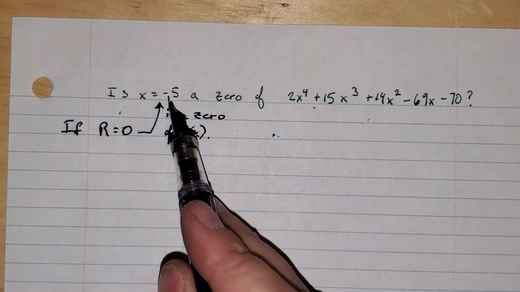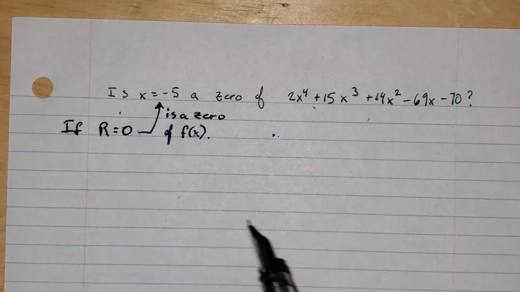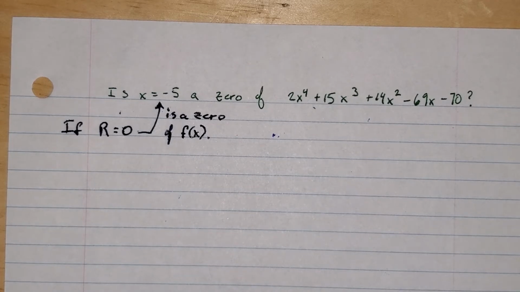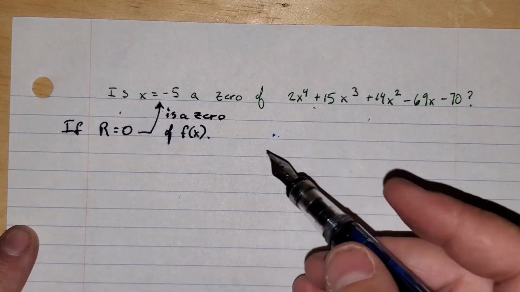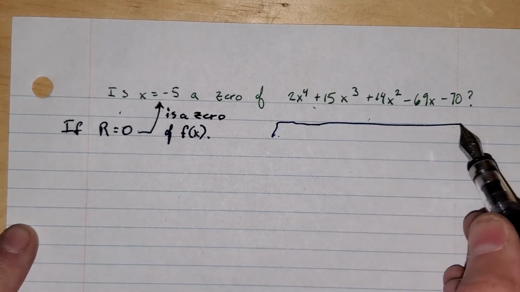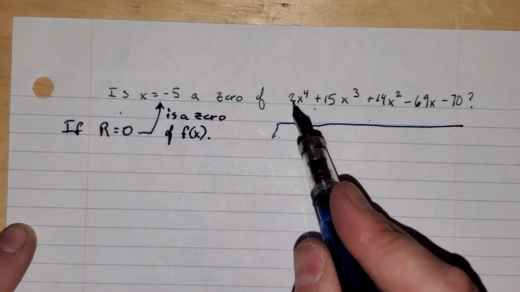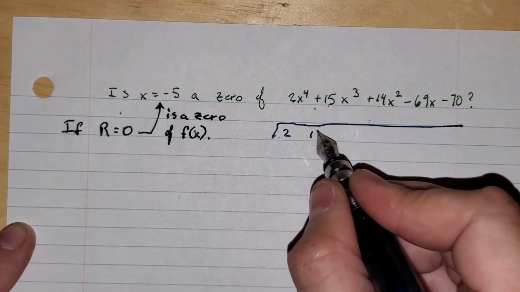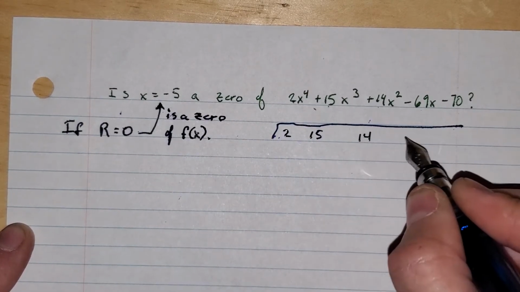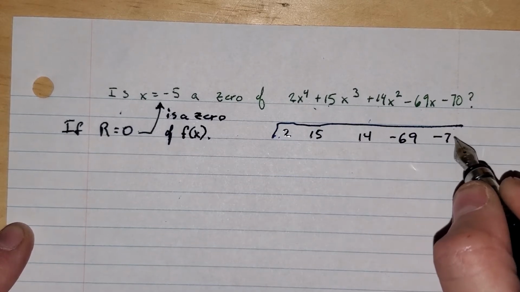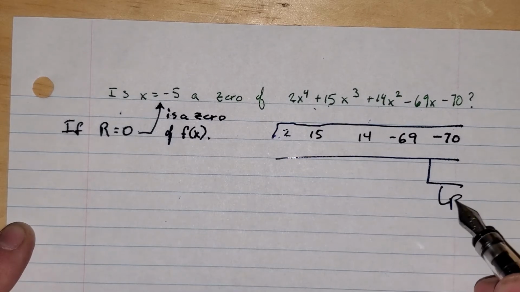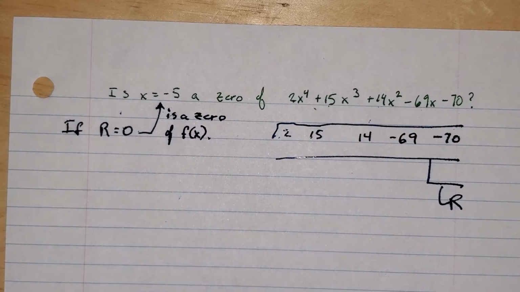So if I do division with this number on this polynomial, if I get a remainder of 0, that number is a 0. If I get any other number, it's not a 0. So what we want to do is synthetic division. If you've never seen synthetic division before, I'm going to show you how it works. You're going to take the coefficient of each one of these, so that'll be a 2, 15, 14, minus 69, and minus 70. I'm going to draw a line there and put a box here. This is our remainder, whatever goes in that box under that 70.